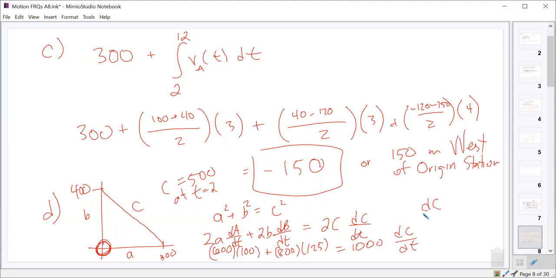And what did dC/dt come out to be? I got 160 meters per minute. 160? Yes. People agree with that? Yeah? One agreement? Jake, you're good with that? Okay.